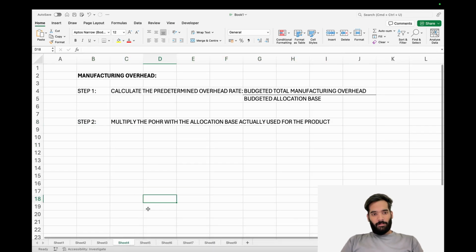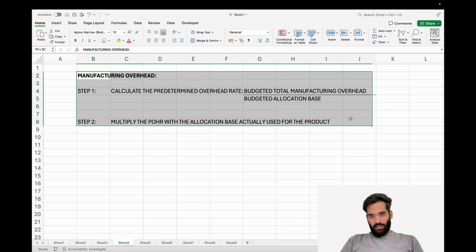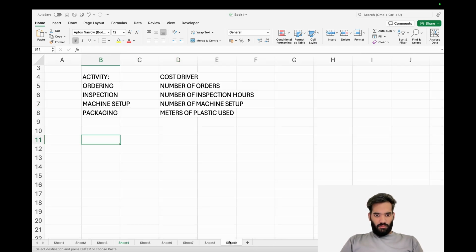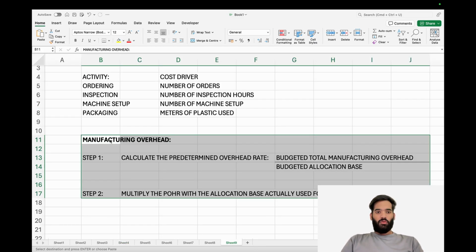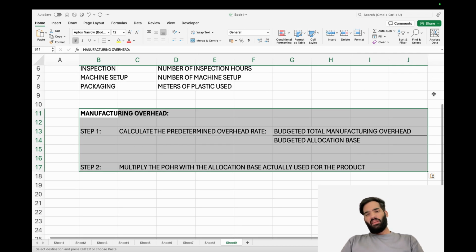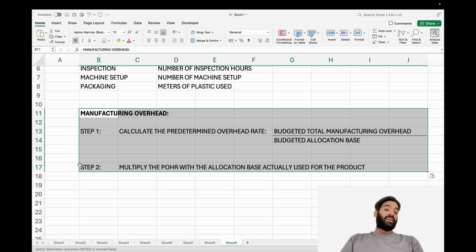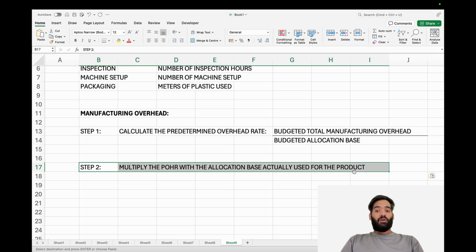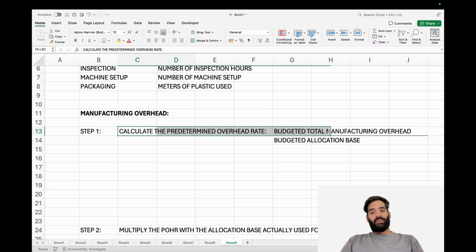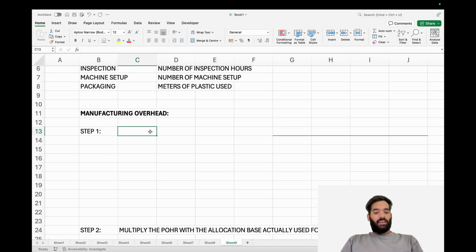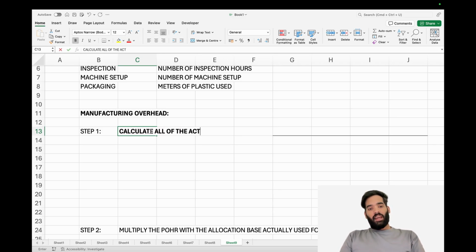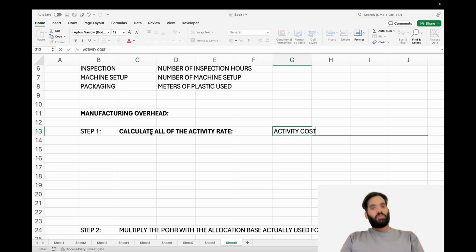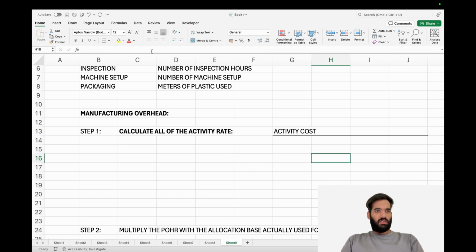So if I go to the format here that I made for you in traditional costing, right? Find a single rate and then multiply the single rate. But here, if I change it for activity-based costing, it will no longer be calculate the single rate. It will be calculate the activity rates. Calculate all of the activity rates. That's the first step. What do we mean by activity rate? Activity rate means take the activity cost, which means how much money we spend on doing that specific task.